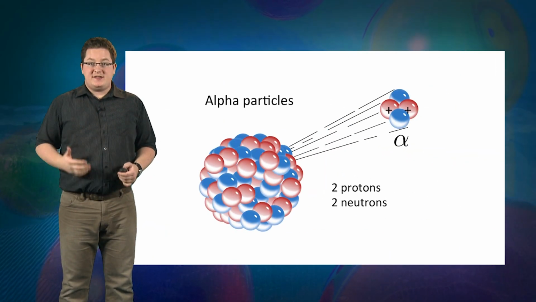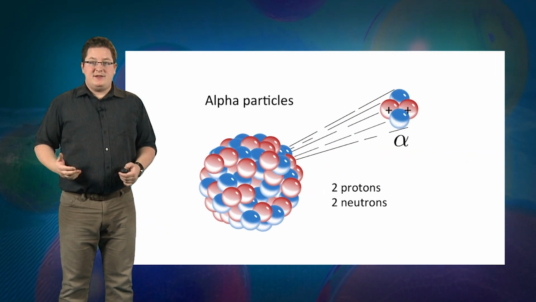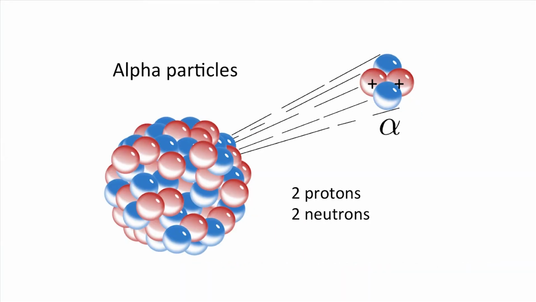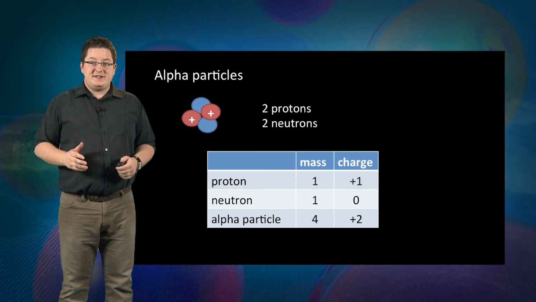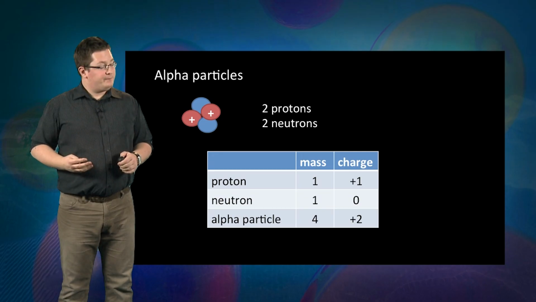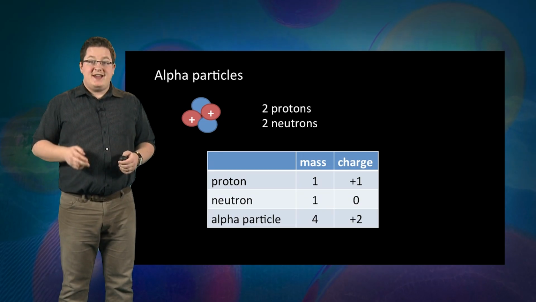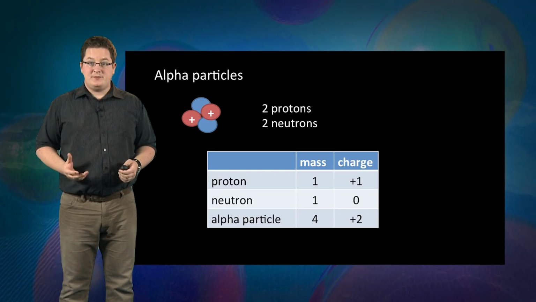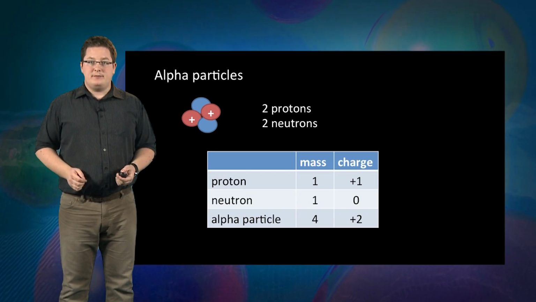When a nucleus emits alpha radiation, it gives out 2 protons and 2 neutrons. That's the same as a helium nucleus. Its mass is 4 atomic mass units, because it's got 4 nucleons in it, and its charge is +2. That's 2 protons, which have a positive charge, and the neutrons don't have any charge at all.